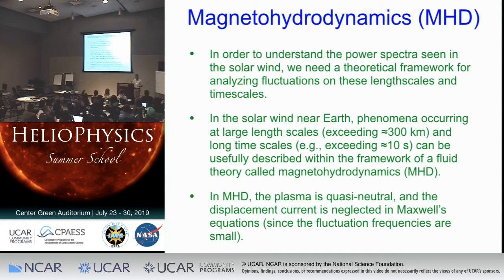The proton gyro radius: think about single particle motion in a magnetic field. Particles move in helices, and the radius of that helix is the gyro radius. If you're at scales much bigger than the proton gyro radius, MHD can be a very useful tool. It's a fluid description of the plasma in which the plasma is quasi-neutral, basically equal densities of protons and electrons in the case of a proton-electron plasma. The displacement current is neglected. If you recall your E&M, the displacement current is what gives you electromagnetic waves, light waves. We're neglecting that because almost all the phenomena we're looking at involve signals that propagate at speeds much less than the speed of light. That's certainly true in solar wind turbulence.